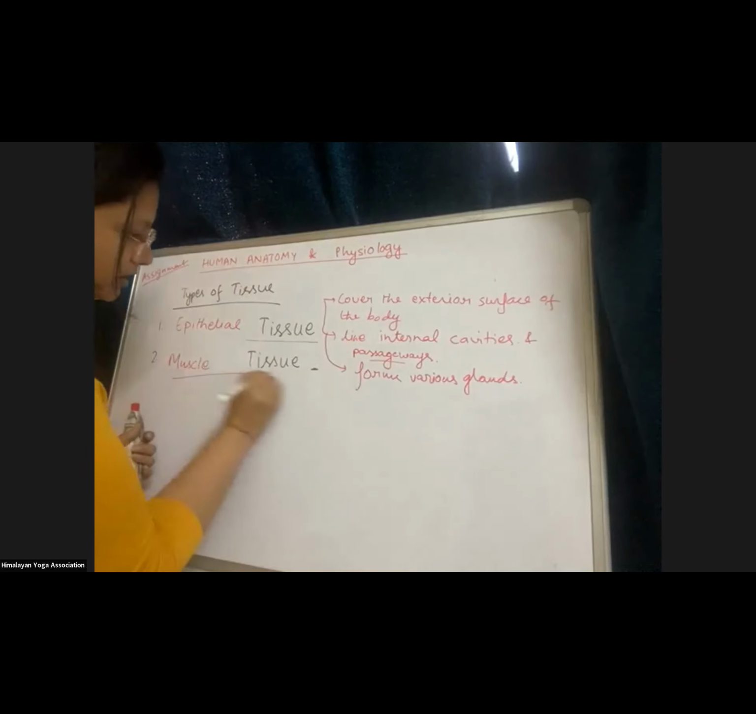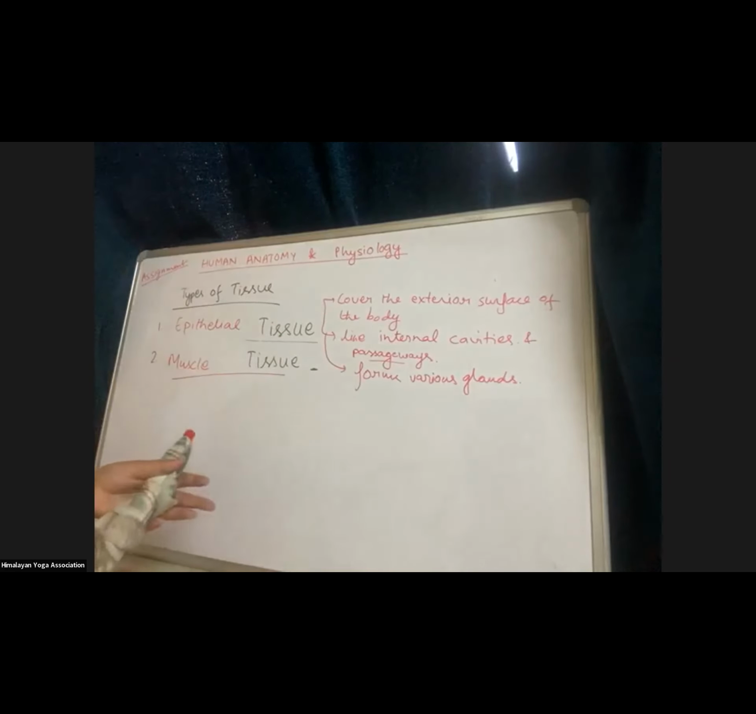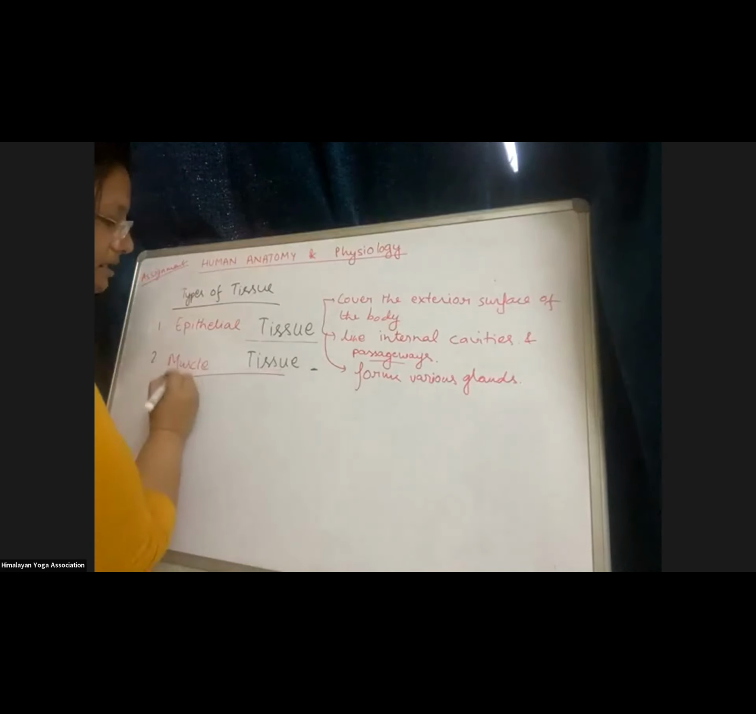And then we have muscle tissues. Muscle tissues, as the name suggests, contract forcefully when excited. So whatever muscles we have in the body, we have cardiac muscles, visceral muscles, and skeletal muscles. Whatever muscle we have, it is made up of muscle tissues.